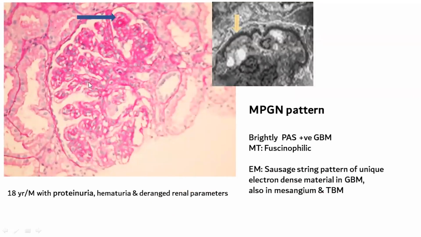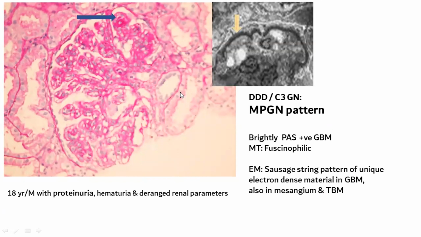Now, let's look at this case of an MPGN pattern. This is an 18-year-old male with proteinuria, hematuria, and deranged renal parameters. Definitely, there's an MPGN pattern. And look at the brightly eosinophilic appearance of the glomerular basement membrane. If you were to do a PAS stain, it would have a fuchsinophilic appearance. And this is a very, very characteristic appearance of MPGN pattern due to dense deposit disease.